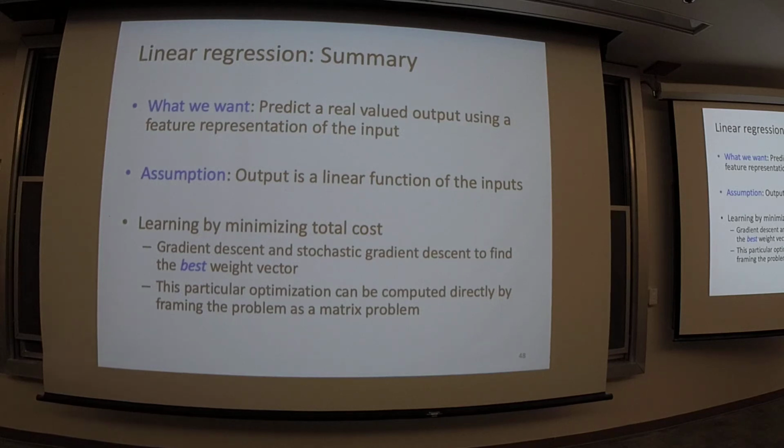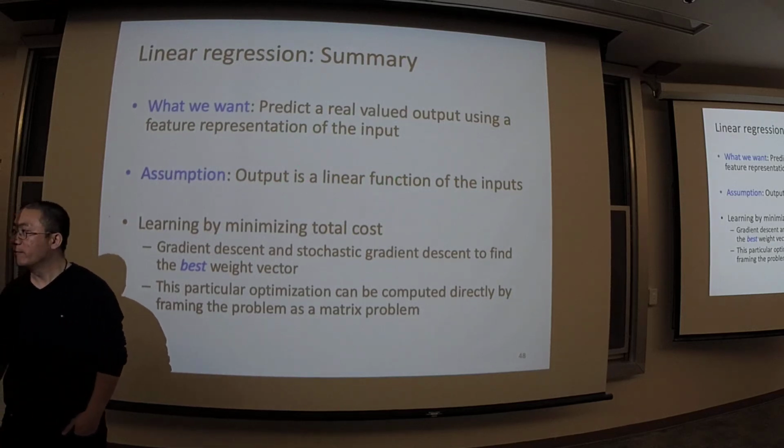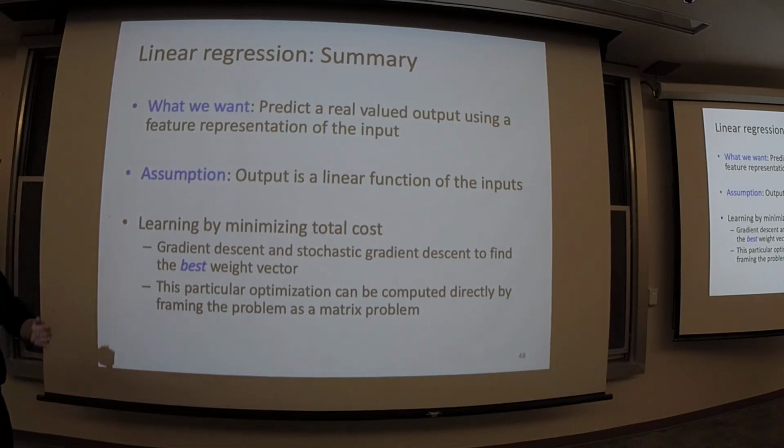The output is continuous, using a feature representation of the input, and our underlying assumption is that this output is a linear function of the inputs. To construct a linear function, we need a weight vector and a bias term, right? Of course, we can fold the bias term into the weight vector to get a simpler notation.